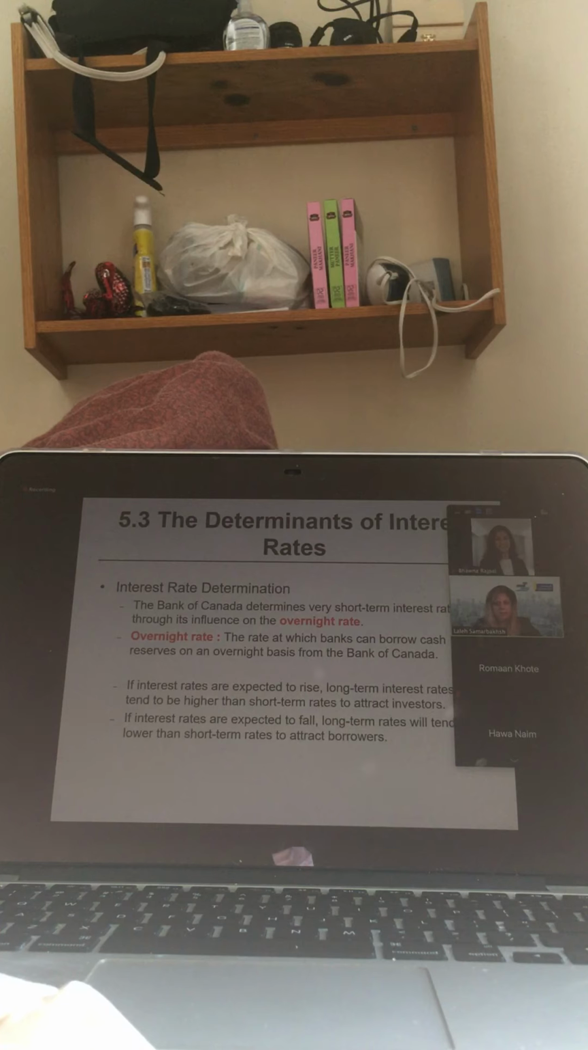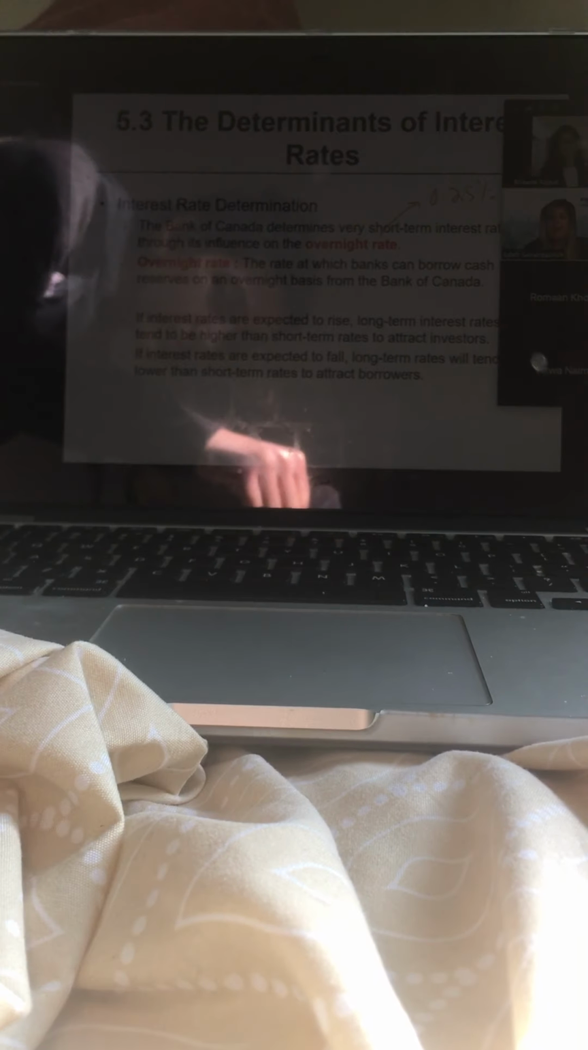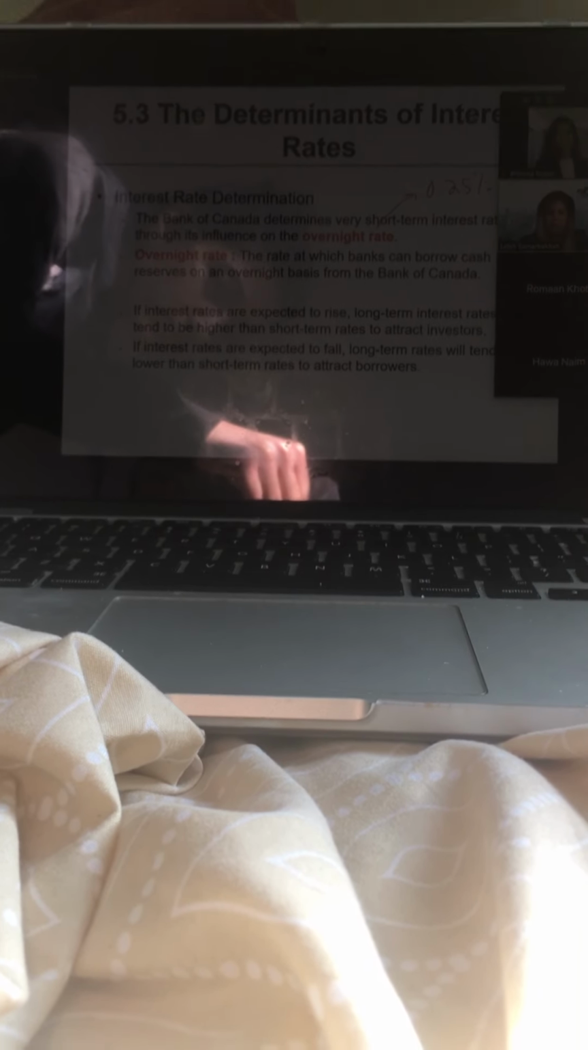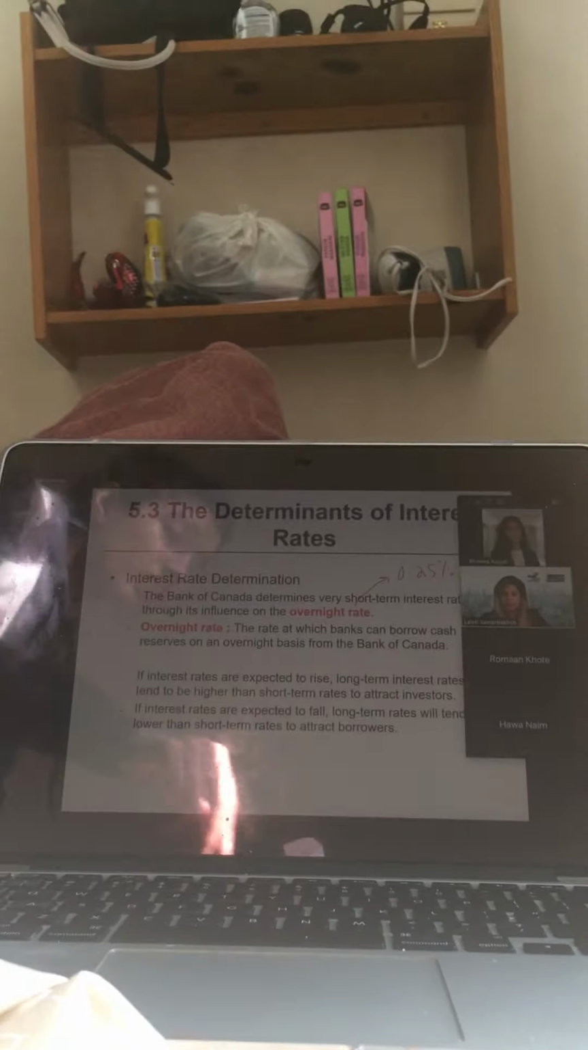Finally, let's determine this rate that I just talked about. The Bank of Canada determines the very short-term interest rate through its influence on the overnight rate. You all looked up the overnight rate for me already and told me that it's 0.25%. That's our overnight rate, the rate at which the banks can borrow cash reserves on an overnight basis from the Bank of Canada.